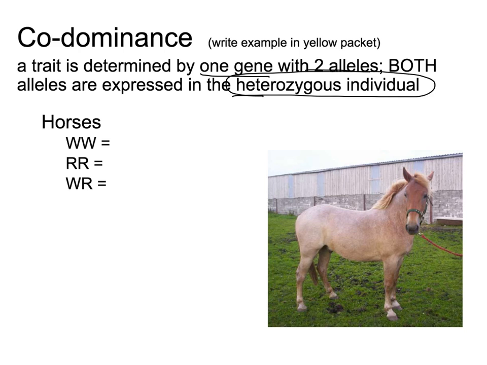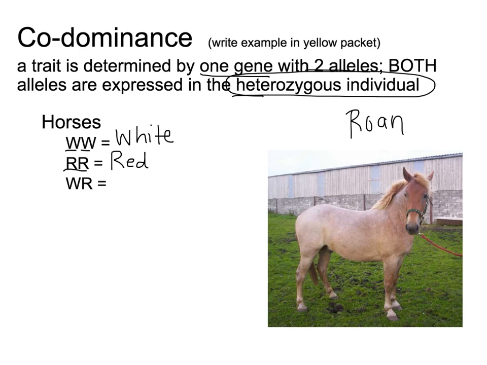So we can look at this horse down here, and this is called a roan horse. There are two different alleles for the gene that expresses coat color. When we have two big W's, or two white alleles, the horse coat is white. And the other allele that we can have for coat color is a big R, or red. So in order for the coat color to be red, you need two R alleles.